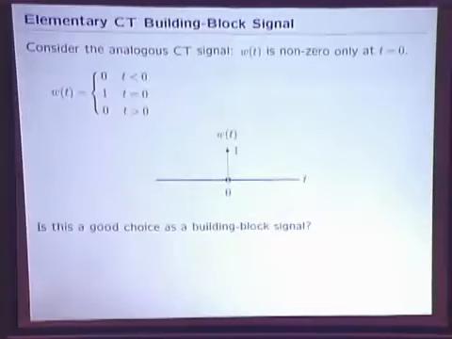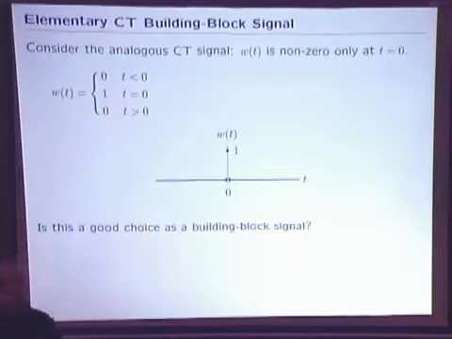So what we need is the equivalent for CT. So here it is. Define a signal in CT that is 0 everywhere except 0, and at 0 make it 1. So is that a good choice? And I hope I've sort of biased my presentation enough so that the answer is obviously no. So the real question is, why not? Can somebody think of a good reason why this is a poor choice for a building block signal? Yes?